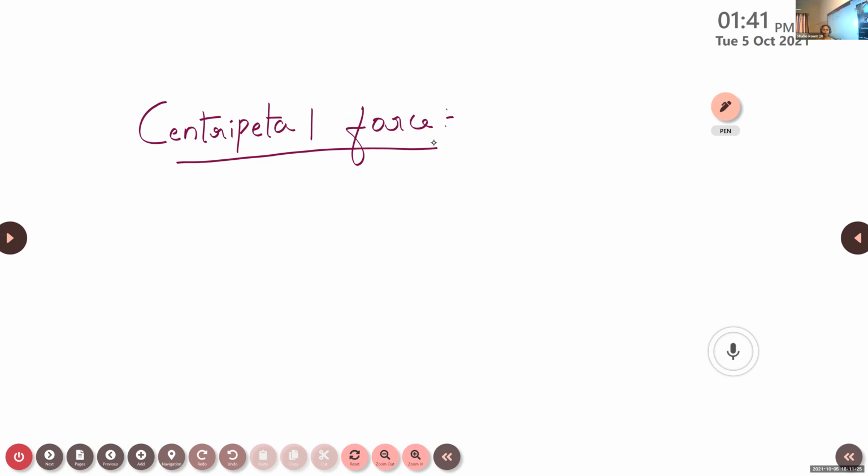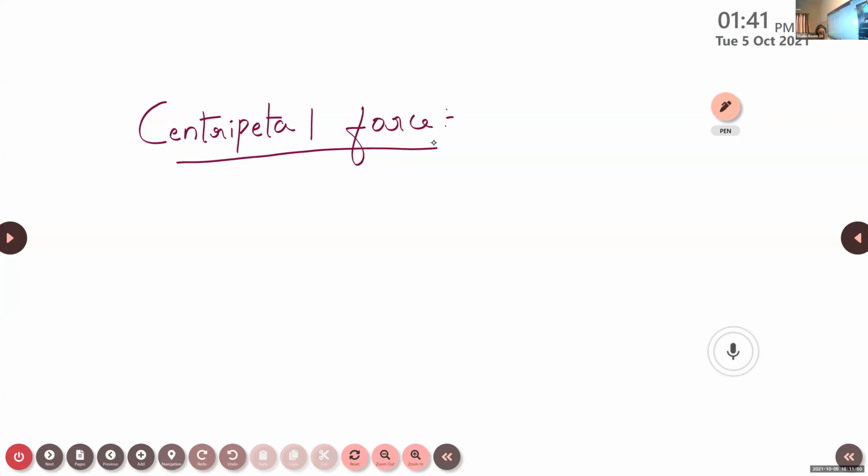Here we have an idea about centripetal acceleration. If the object covers a uniform circular path, it possesses an acceleration because the velocity of the object is continuously changing. So the acceleration possessed by the object, if it covers a circular path, is known as centripetal acceleration. Then what do you mean by centripetal force?